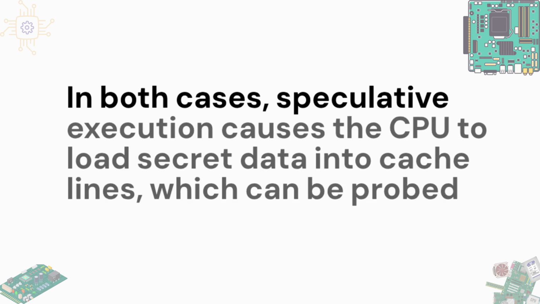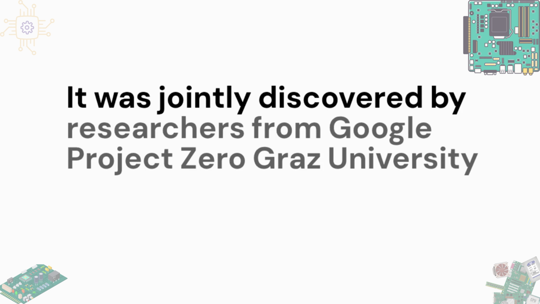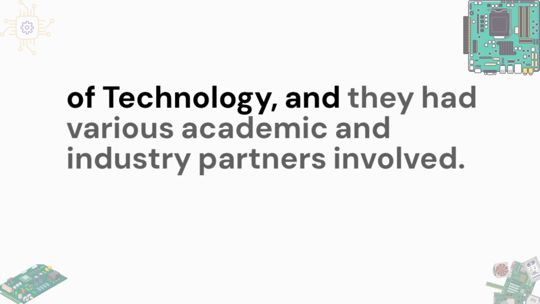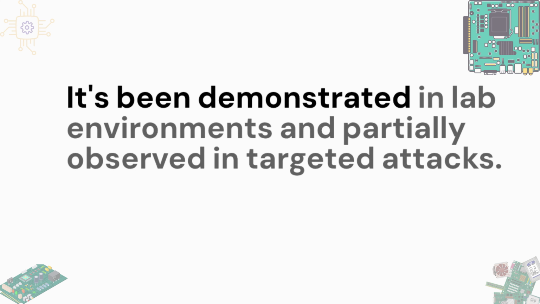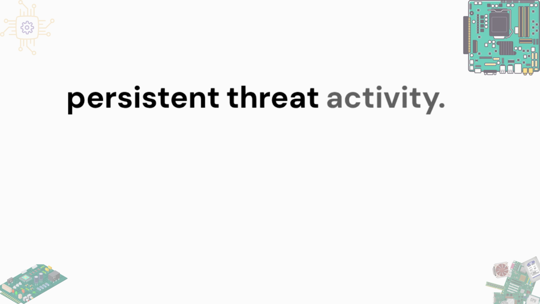In both cases, speculative execution causes the CPU to load secret data into cache lines, which can be probed with precise timing. It was jointly discovered by researchers from Google Project Zero, Graz University of Technology, and various academic and industry partners. It's been demonstrated in lab environments and partially observed in targeted attacks. So we can say Spectre-based exploits have been used in proof-of-concept demos and are suspected in advanced persistent threat activity.